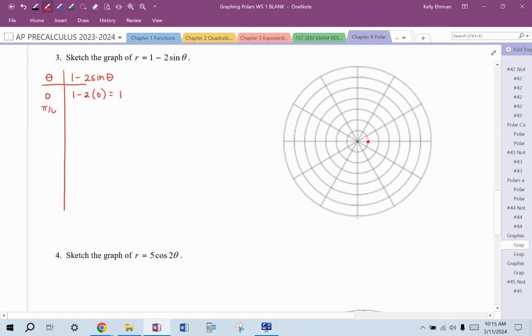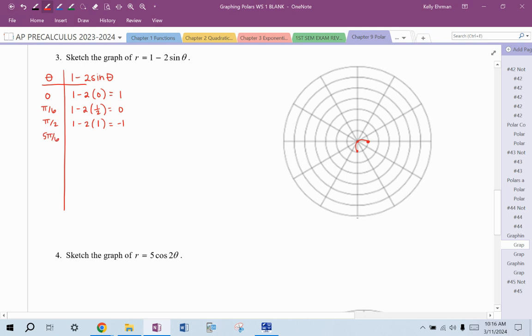Pi over 6. 1 minus 2 times the sine of pi over 6 is 1/2. 1 minus 1 is 0. So far, our curve looks like this. Then we plug in pi over 2. 1 minus 2 times sine of pi over 2 is 1. 1 minus 2 is negative 1. Face pi over 2, but go backward 1. So now you look like that.